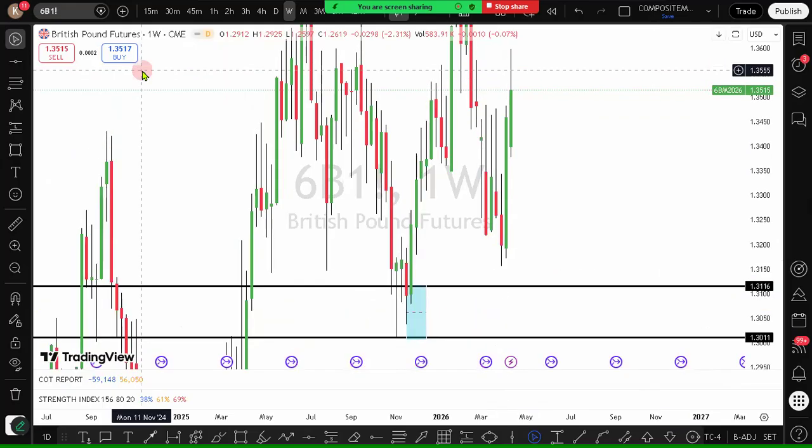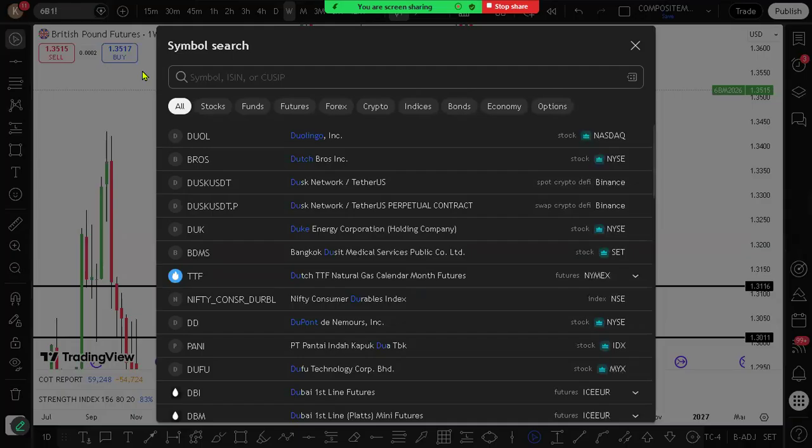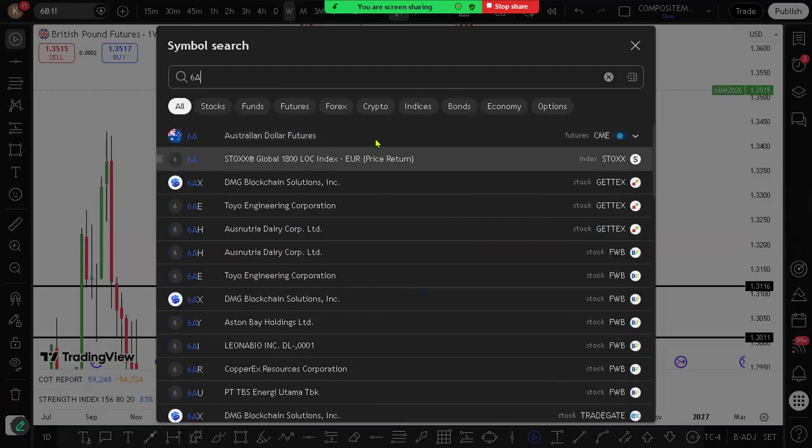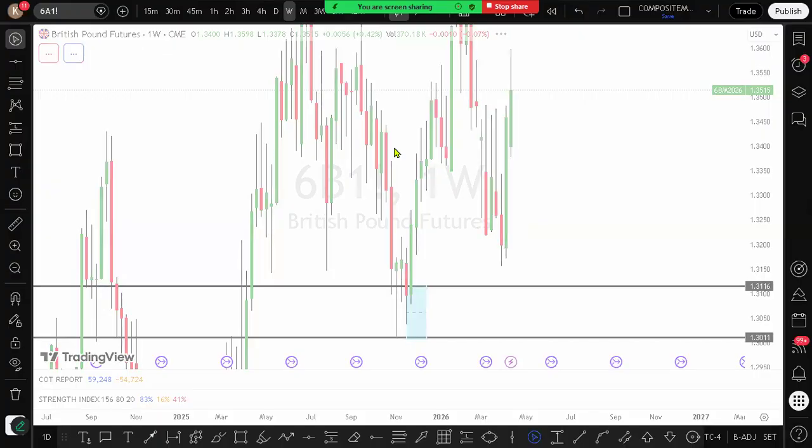Now let's bring in the other currency, which is the quote currency in this case. The quote currency is the AUD. AUD is called 6A here. What we want to see on the 6A is where the largest speculators are crowded, because we want to stay away from the crowded side and trade on the opposite side.